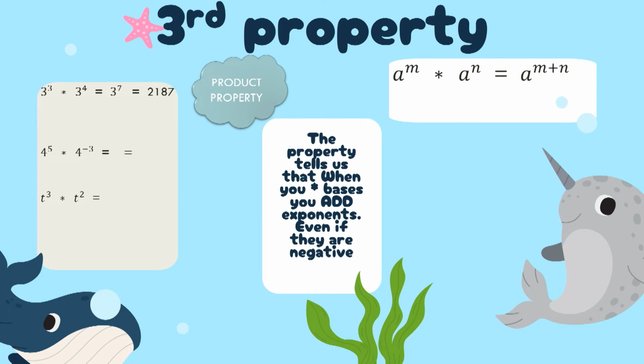My third property is the product property. The property tells us that when you multiply bases, you add. Let me get a different color because I want to make sure that we see that we are adding our exponents. Even if I have a negative, I'm still going to add those exponents. Let's look at this first example. 3 to the third times 3 to the fourth. I am keeping my same base because it's a 3, and I'm adding my exponents. So 3 to the 7th is the same thing as 2,187.